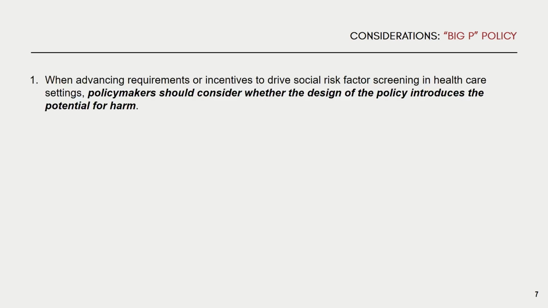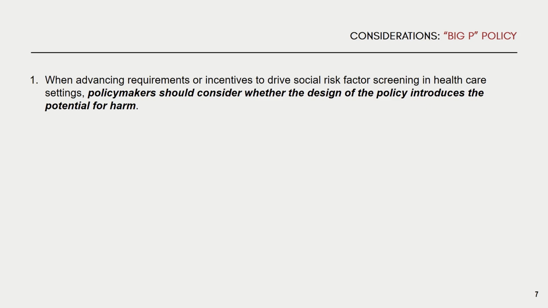But we also have several big P policy considerations, right? We identified 3 core strategies. The first is this idea that when advancing requirements or incentives to drive social risk factor screening in healthcare settings, we really want policymakers to be considering whether the design of the policy introduces the potential for harm. So do we need a mandate in this policy? What are we asking our healthcare providers to do? Are we giving them the flexibility, right?